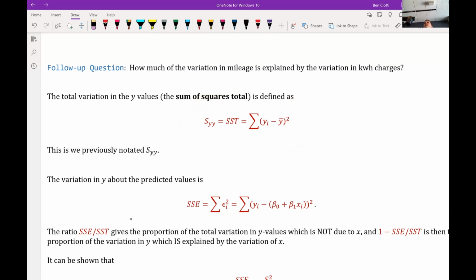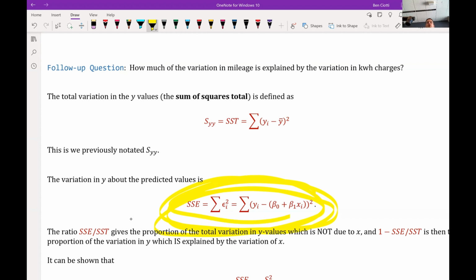Question: if the model is really good, do we expect this to be large or small? The sum of the squares of the errors. Right, yes, errors are bad. These are deviations from the predictions. So when the model is good, the errors are small. And the ratio of the sum of the squares of the errors to the total variation in y is then the variance in the y values left unexplained by the model.